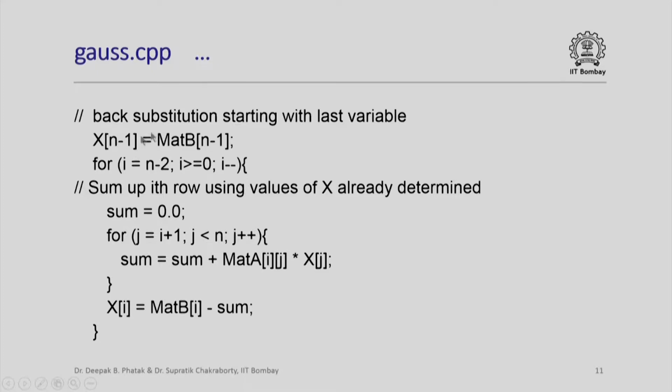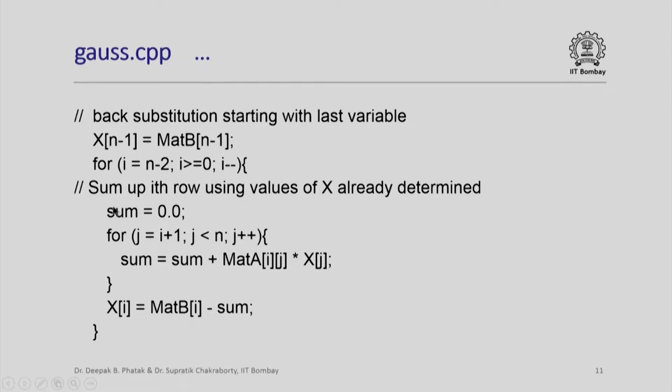Now we back substitute starting with the last variable. So we know that x n minus 1 is simply the B n minus 1th element, and once having got that, for n minus 2 down to 0, please note that we are going backwards. The n minus 1th value we already got. Now we have to get n minus 2, n minus 3, etc. up to the 0th value. So for once we are using a for loop which moves from a higher value to a lower value, going backwards all the way up to 0.